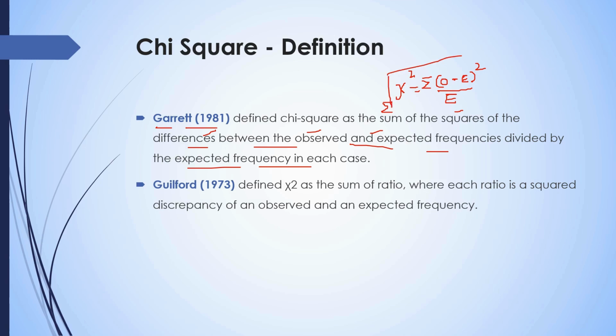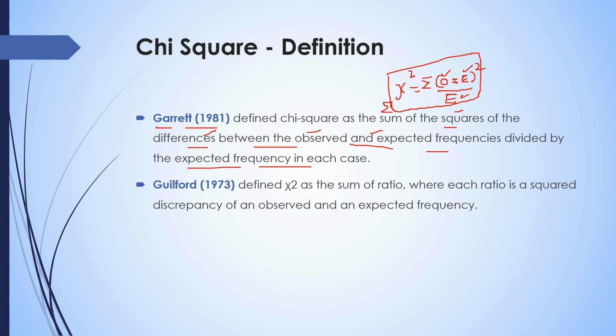This formula you will have to learn when you learn to compute the questions, and this definition is where the formula comes from. So Garrett 1981 defined chi-square as the sum of the squares of the differences between observed and expected frequencies divided by the expected frequency in each case.